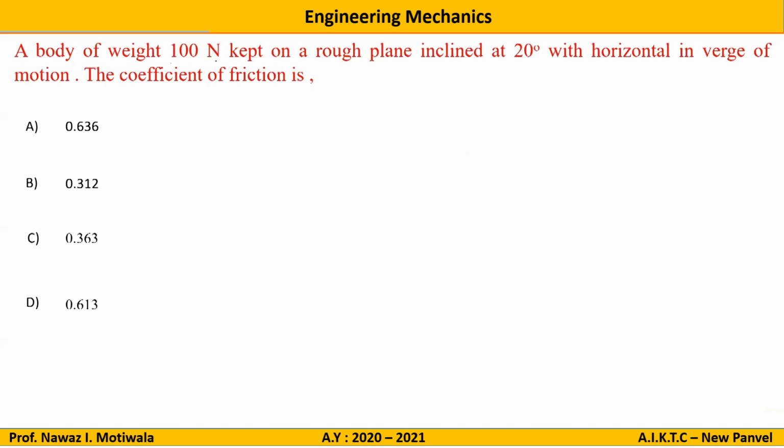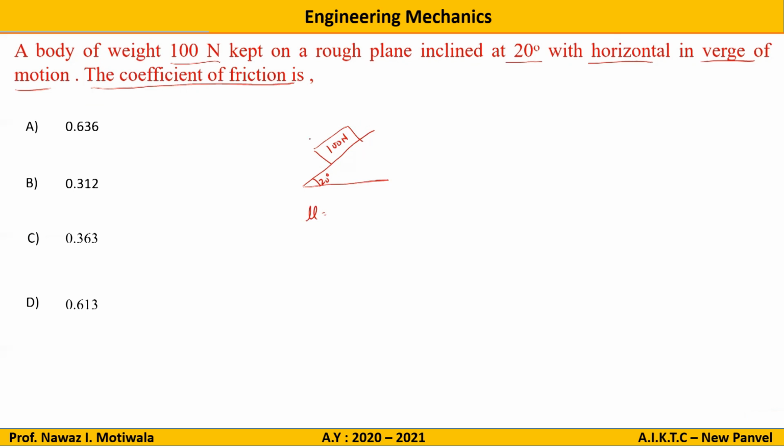A body of weight 100 Newton is kept on a rough inclined plane at 20 degrees with the horizontal, and is on the verge of motion. The coefficient of friction is? It is a 100 Newton body on a 20-degree incline, and we need to find out what mu is. Now just observe this. Most of you, what do you do? We start doing calculations. Just remember the formula. Just remember the statement for angle of repose.